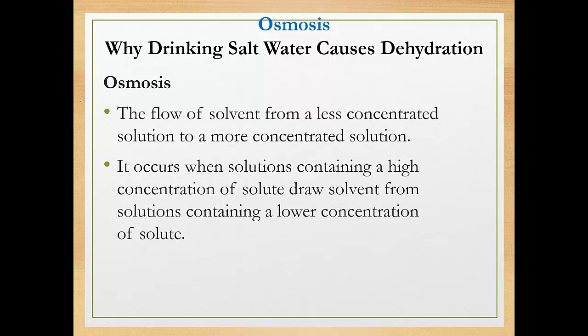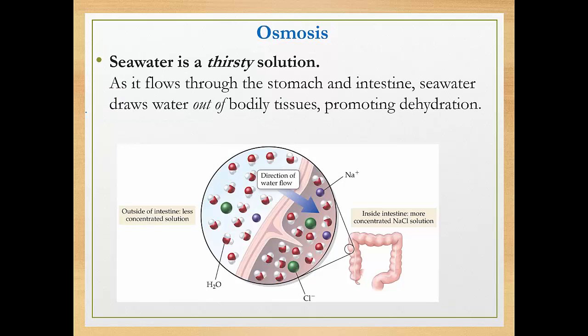And osmosis is the idea that solvent will flow from areas of low solute concentration to high solute concentration. Okay? So if a solution has a high concentration of solute, what it will do is draw solvent from solutions containing lower concentrations of solute to try to even out the concentration. So solvent goes from areas of low to high. Okay, so what is it about seawater?